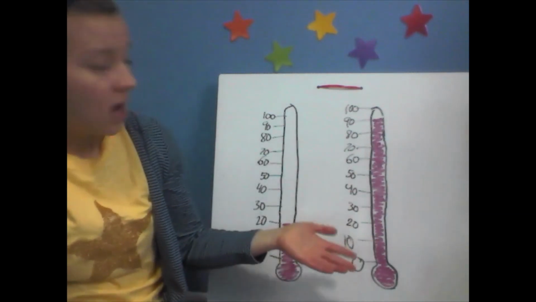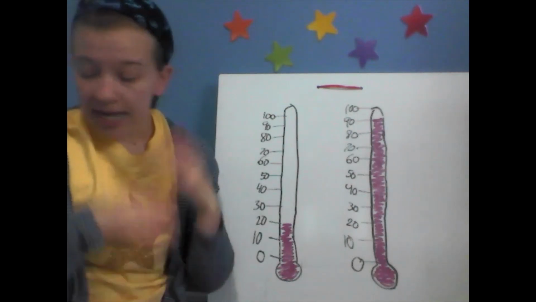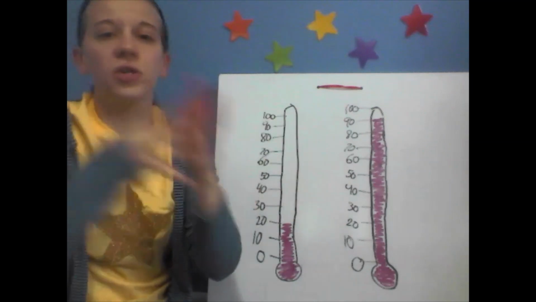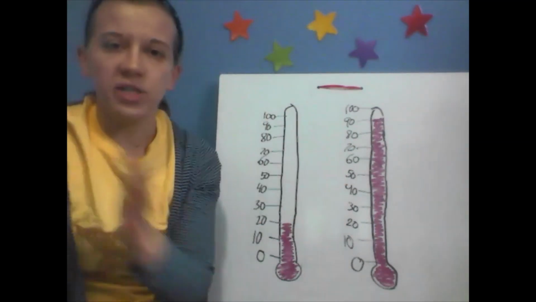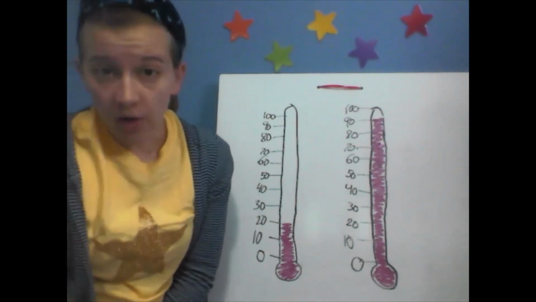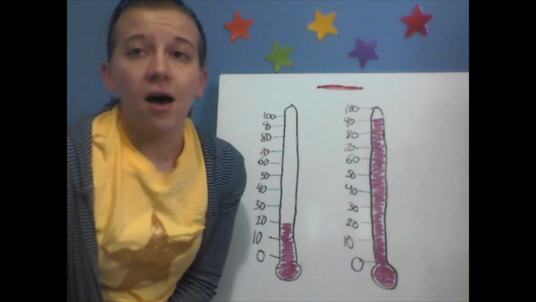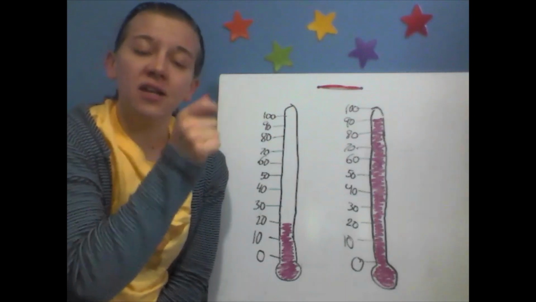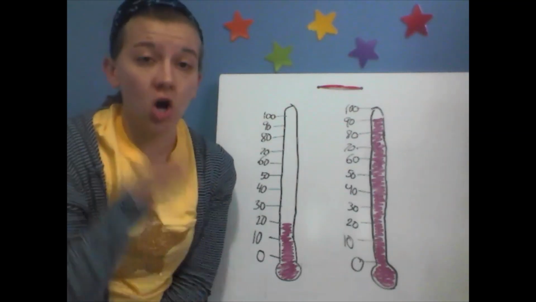Measure temperature. All right, so you're going to work on a worksheet. It's going to give you some degrees. It's going to say 10 degrees Fahrenheit or 40 degrees Fahrenheit. And you're going to use a red crayon or colored pencil or pen, if your parents say that's okay. And you are going to color in the thermometer and show that degree.